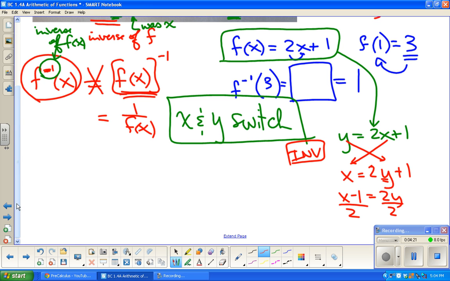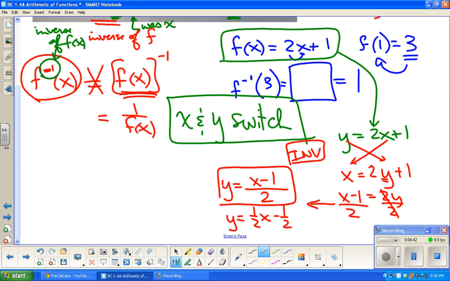How you leave this, you have some options. This currently says y equals x minus 1, the whole thing over 2. If you'd like to divide each of these separately, distributing the 1/2, this would be 1/2 x minus 1/2. It's entirely up to you how you want to leave that. I'm fine with this, I'm fine with this.